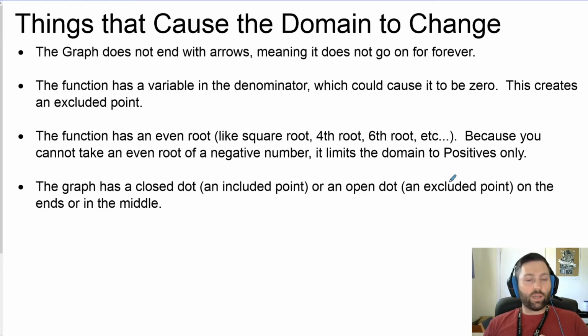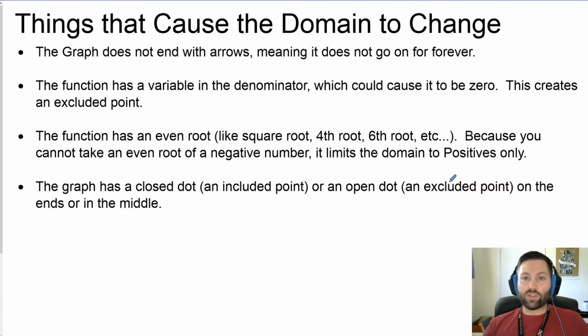Especially, I would like to talk about things that cause the domain to change. Usually, we're operating under the assumption that the domain of a function is all real numbers. However, if the graph does not end with arrows, meaning it does not go on forever, it's going to be limited. So we're going to have a smaller domain than all real numbers.